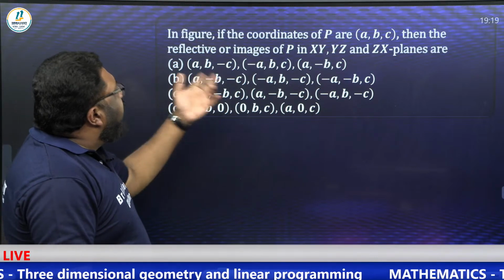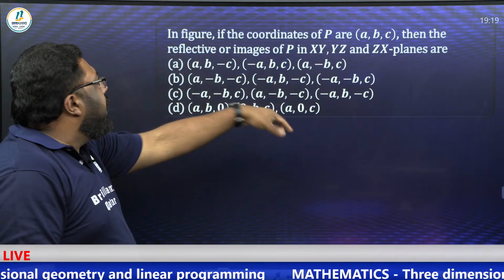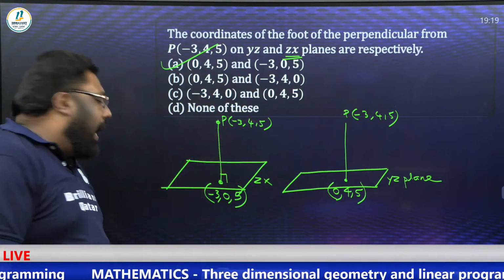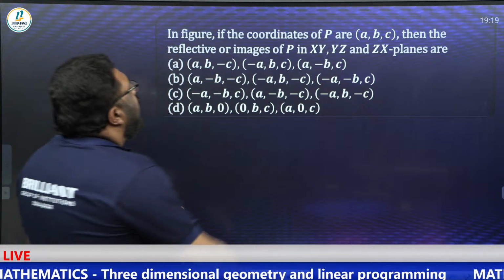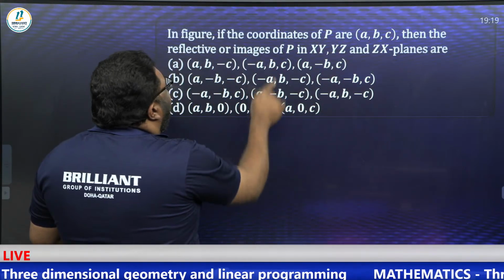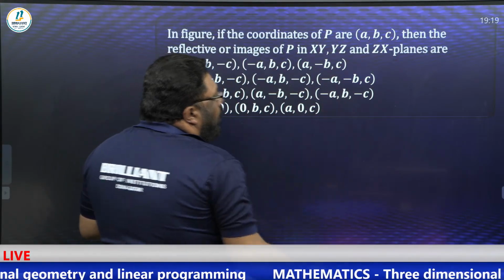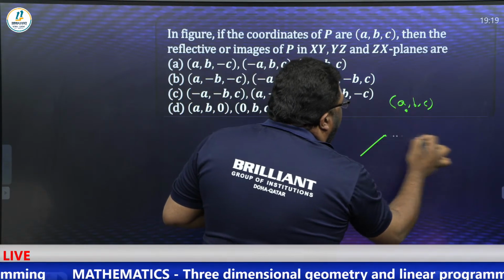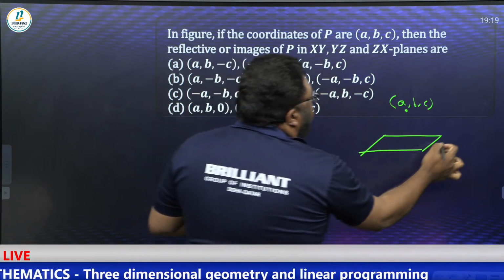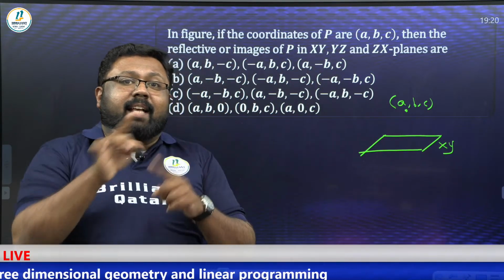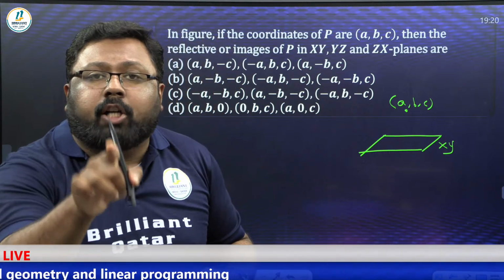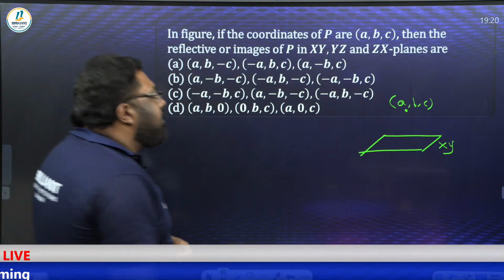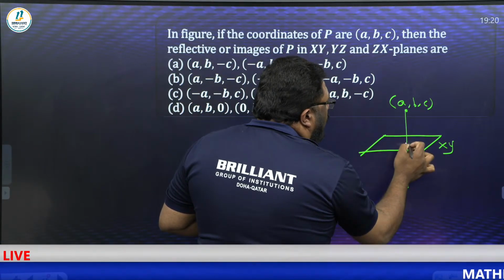Next question. The figure is not there. Actually, I removed the figure, it's too big. So if the coordinates of P are A, B, C, then what would be the reflection or the image? If I talk about a point A, B, C, what would be the reflection of this point made by X and Y? Come on, it is X and Y. Then what is not being mentioned here? Z, right? So who will change, my dears?